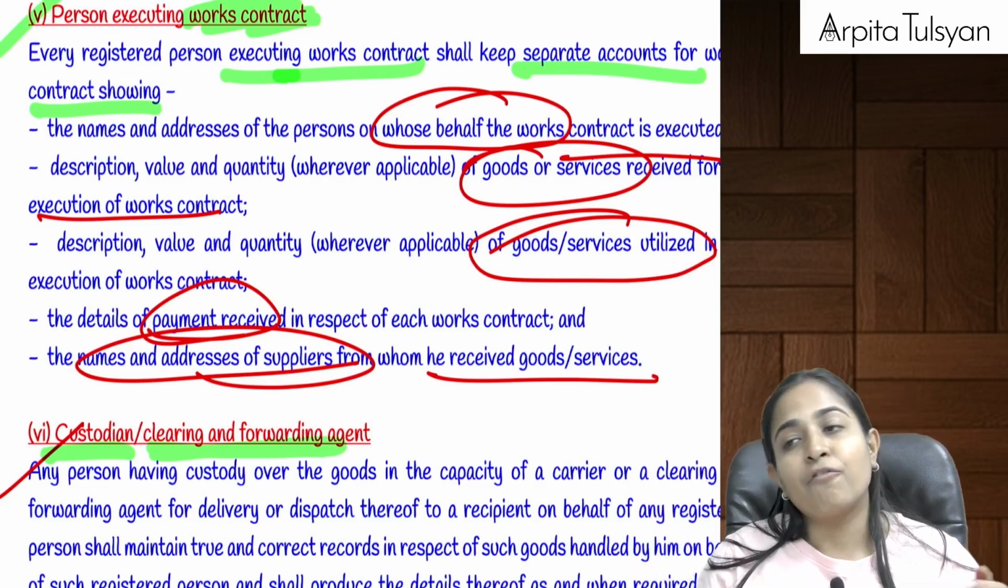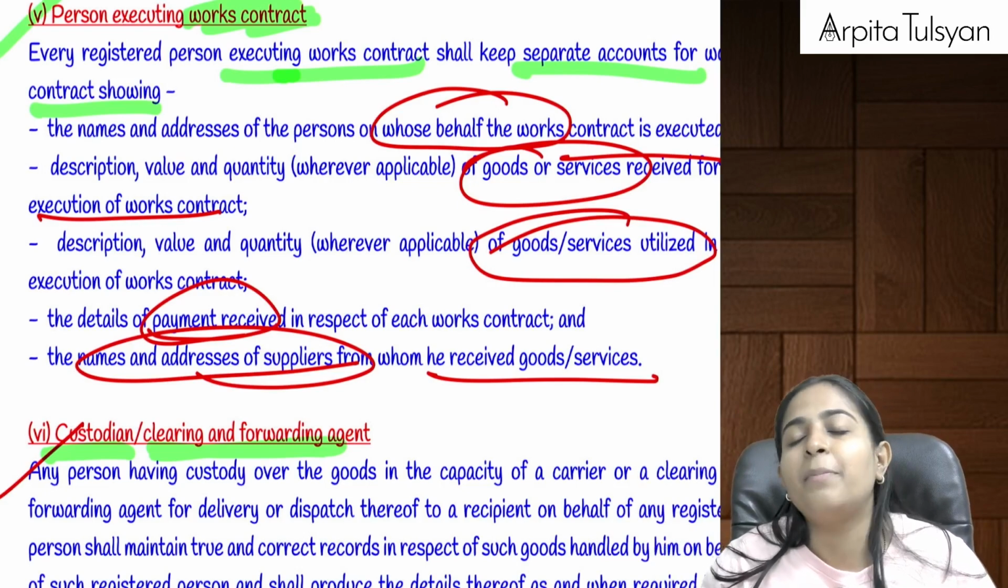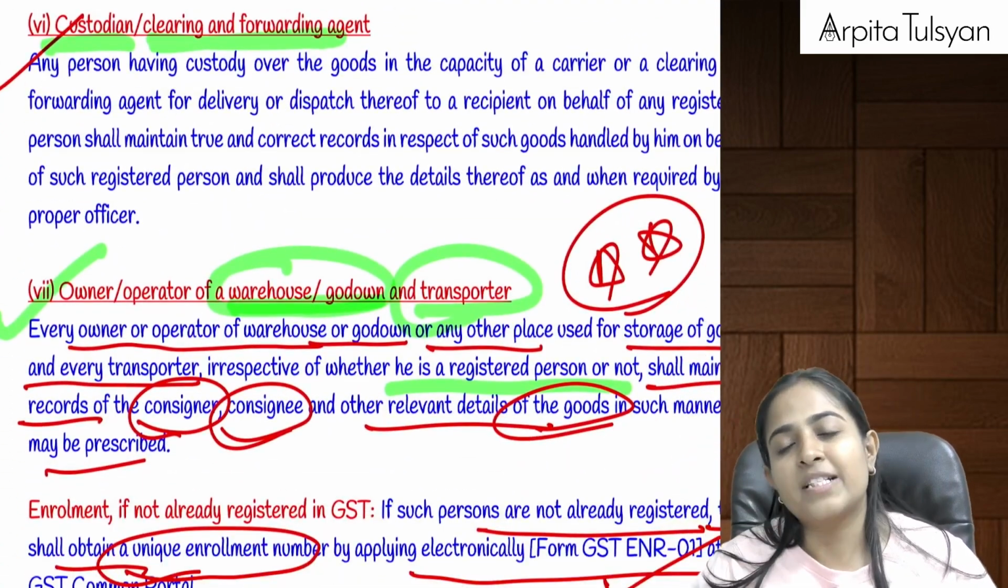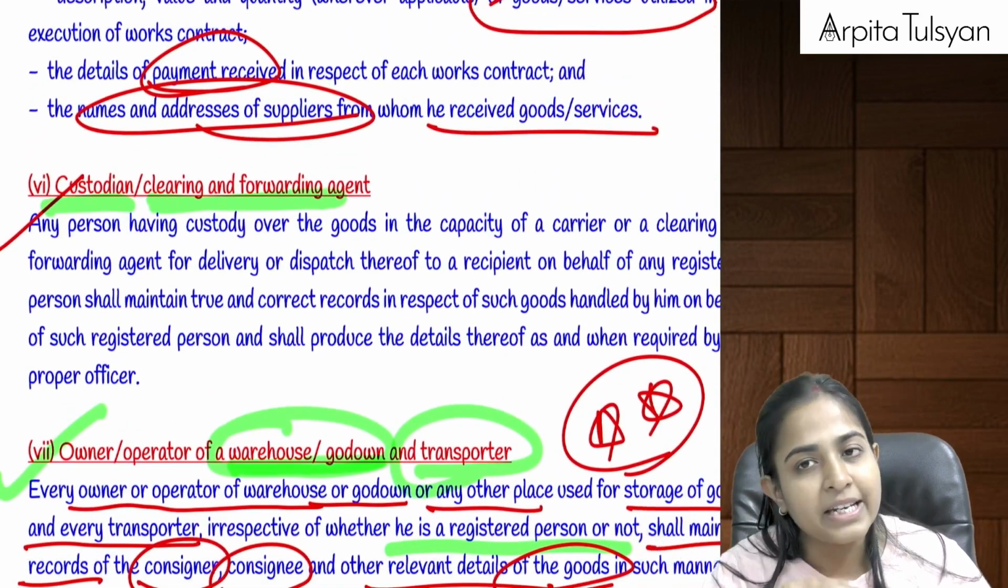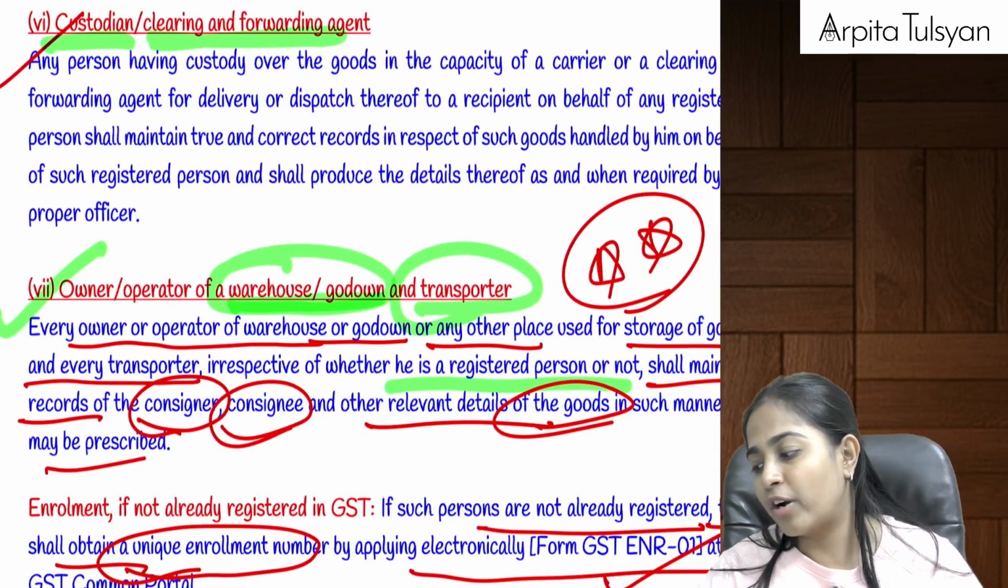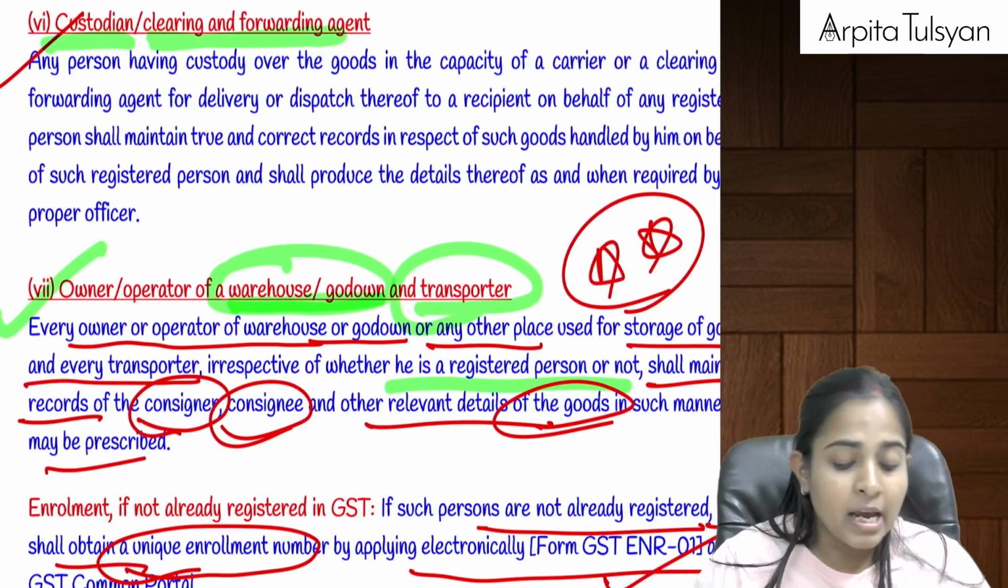Then the details of payment received from the person who has given me the works contract. And the last one is the name and address of the suppliers from whom we have received the goods or services. This is the extra information which every works contract person is required to maintain.